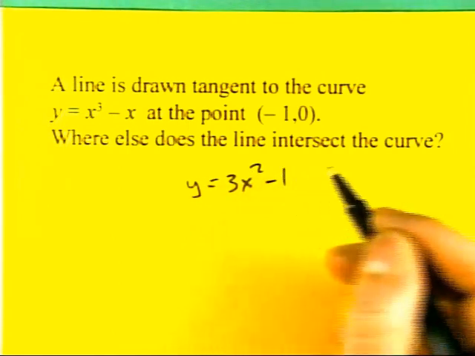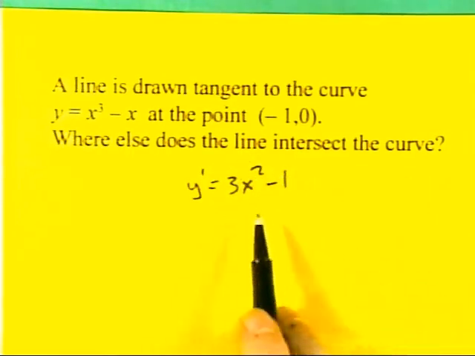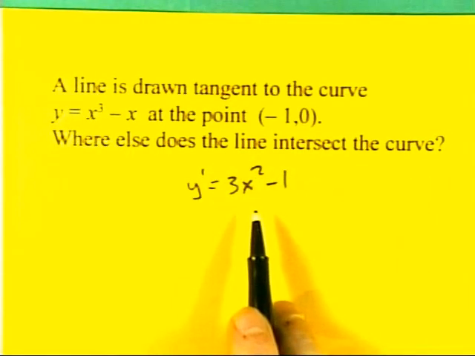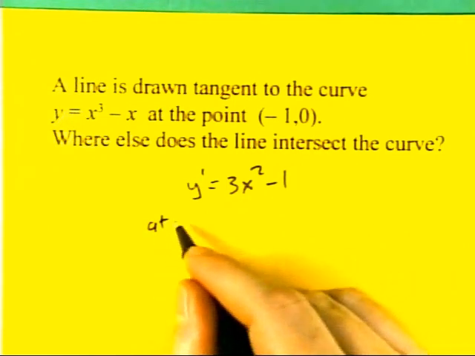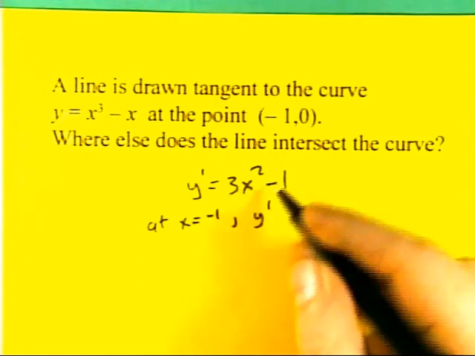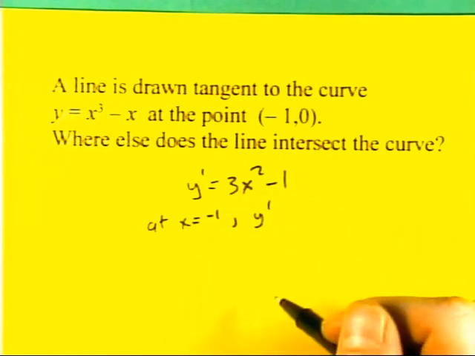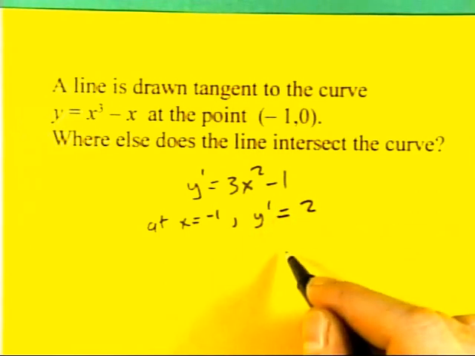minus 1. Wait. Slow down, I'm getting confused. I'm sorry. Okay, so the derivative is this. So at x equals -1, what's the derivative? -4. Okay, you sure it's -4? Oh, no, it's not. It's 2. So we got the slope is 2.